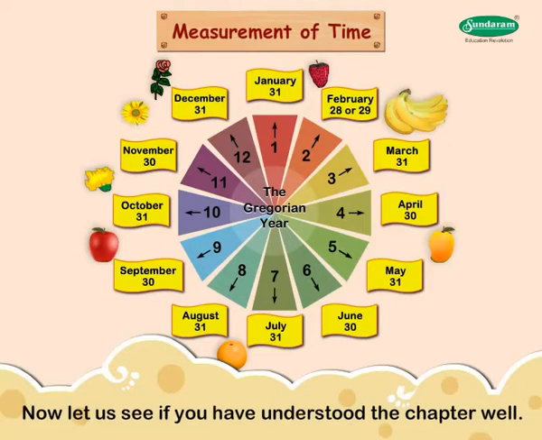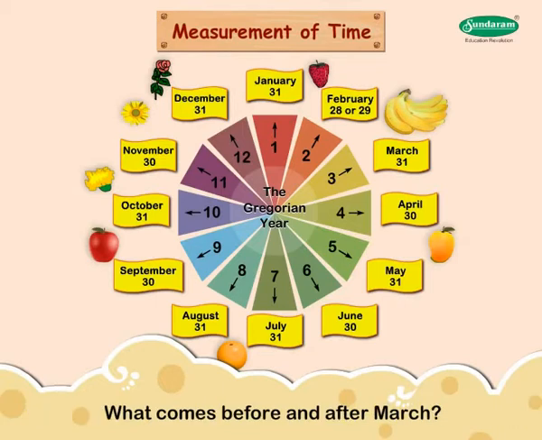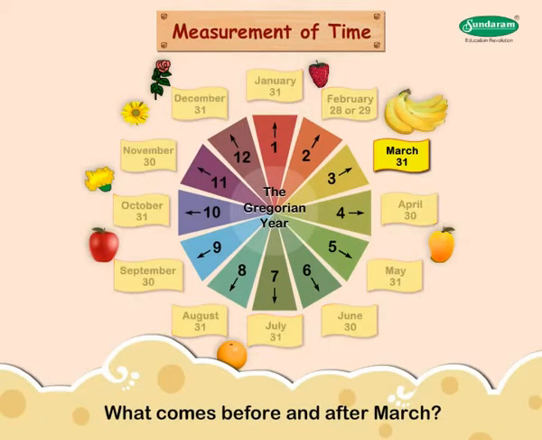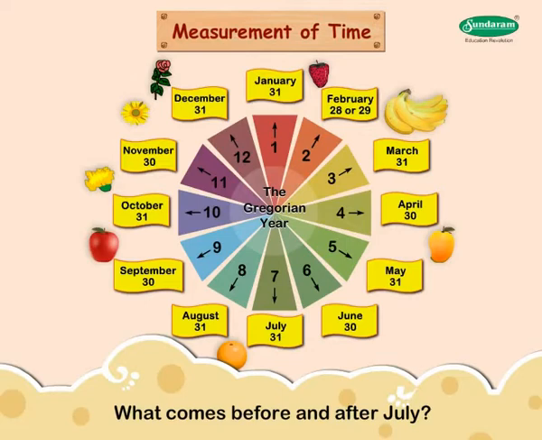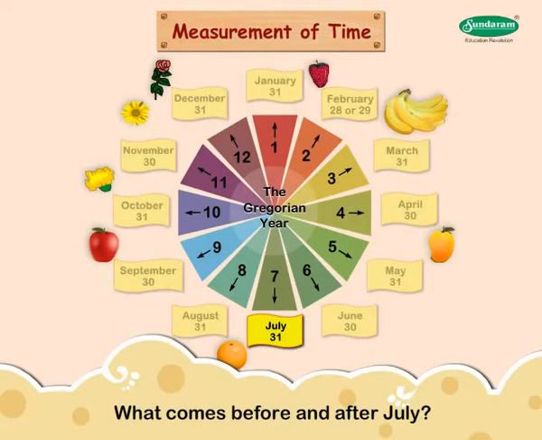Now, let us see if you have understood the chapter well. What comes before and after March? February, March, April. What comes before and after July? June, July, August.